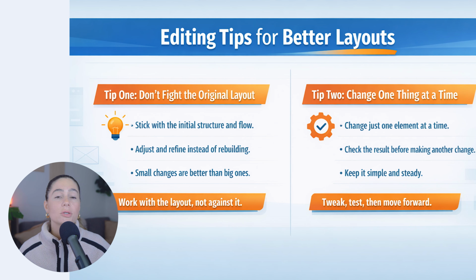Tip number 2, change one thing at a time. When something looks off, it's really tempting to start clicking everywhere and adjusting multiple settings at once. The problem is, once you do that, you don't know what actually caused the issue. So really try to keep it simple. Change one thing, then look at the result. If it works, move on. If it doesn't, undo it and try something else. This keeps your layout stable and prevents things from getting messy.